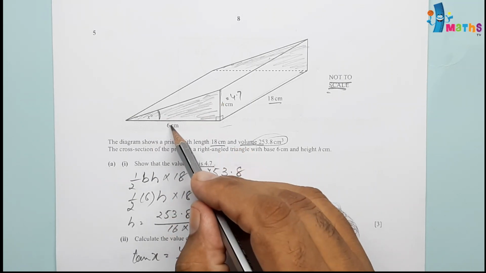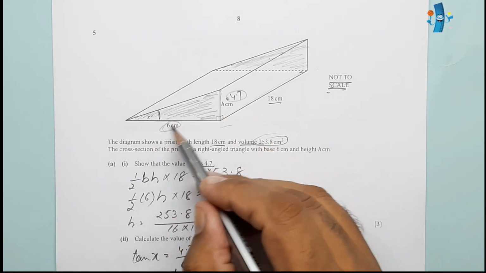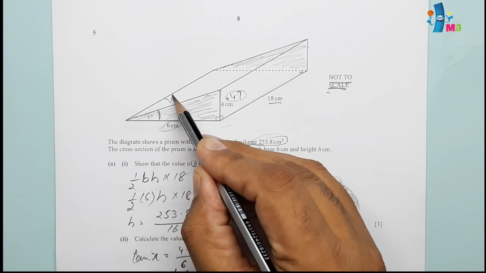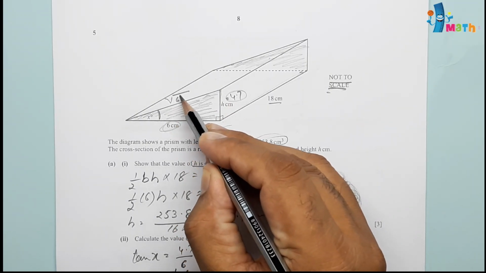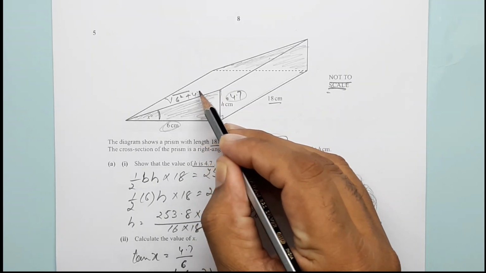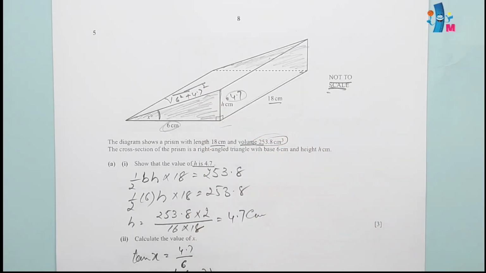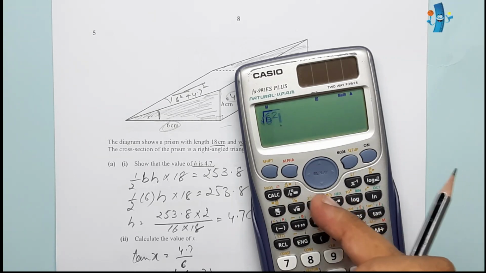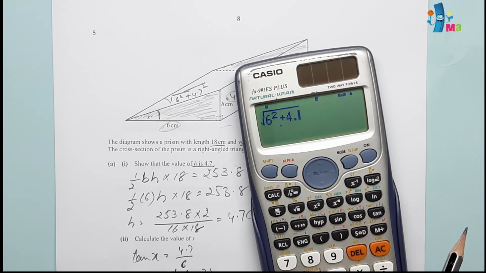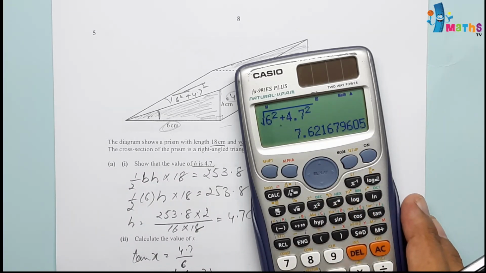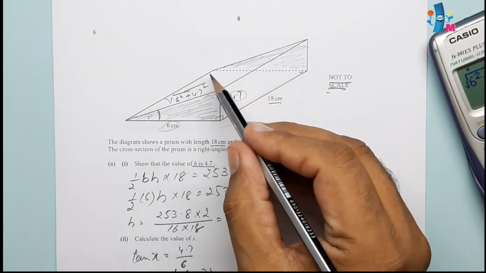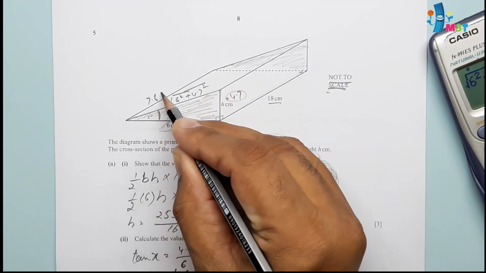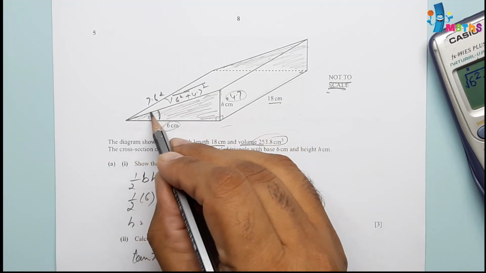So first for this slanting area we have to calculate this hypotenuse of the triangle. So we will apply Pythagoras theorem. These two sides we have, so this will be root of the sum of squares of these two sides. So 6 squared plus 4.7 squared under root will be this side. If we calculate root of 6 squared plus 4.7 squared, it will be equal to 7.62. Basically this is the slanting side, this one.